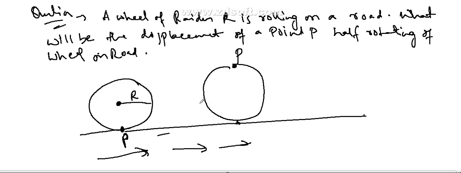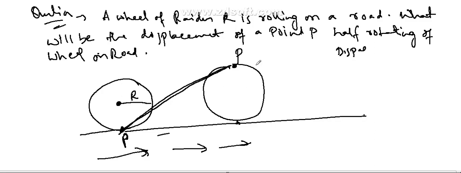So we want to find out the displacement from this point to this point. Previously, where the wheel was here, the P is here. But now P is here. So we want to find out this distance. It is not two wheels. This is the same wheel, rotating forward. Now it has come here, but the point P that was before here is now here.